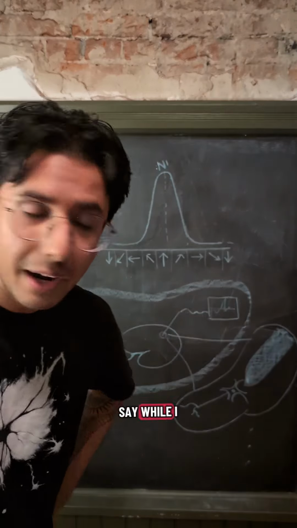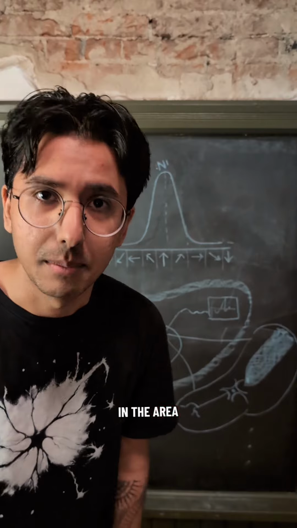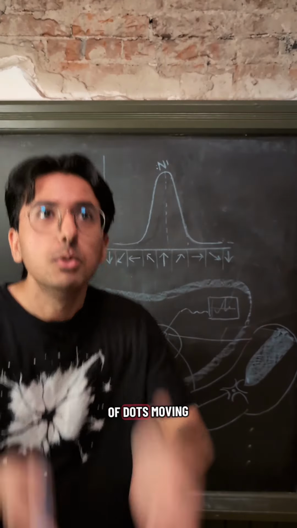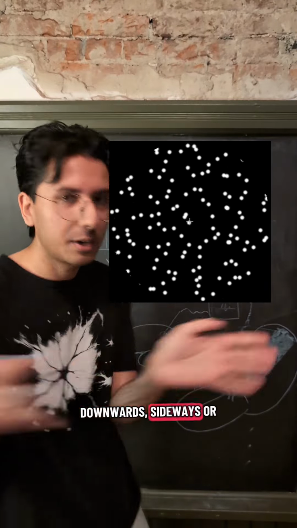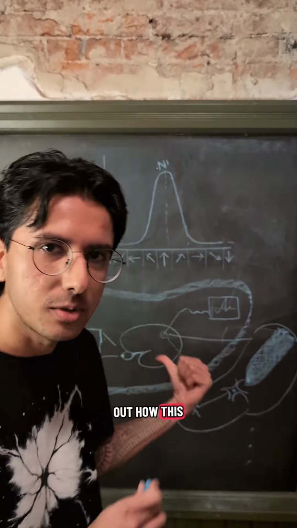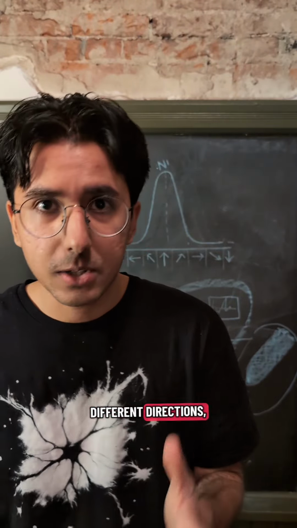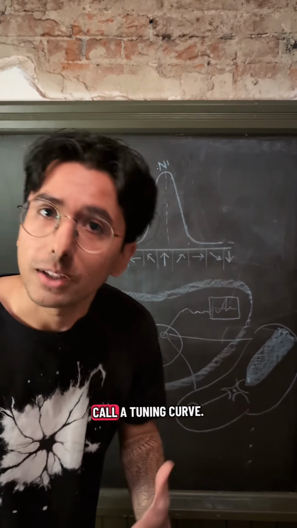And so let's say while I have this electrode right by one of your brain cells in the area MT, you are currently watching a bunch of dots moving in certain directions, right? Like there's a bunch of dots moving upwards, downwards, sideways, or whatnot. And if I try to figure out how this neuron is behaving while you're watching different directions, that gives me this plot up here. And this plot is what we call a tuning curve.